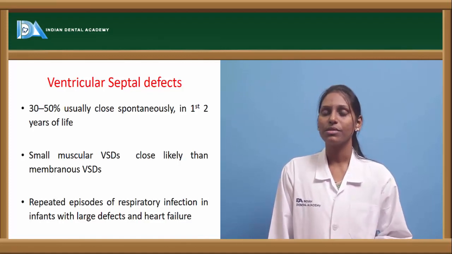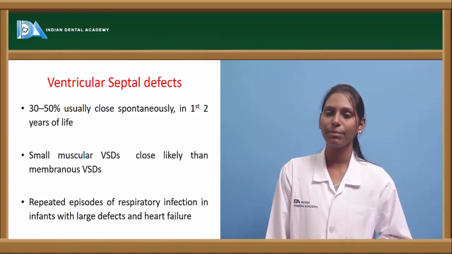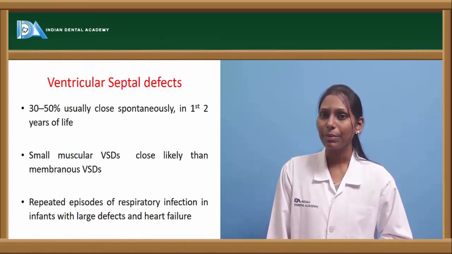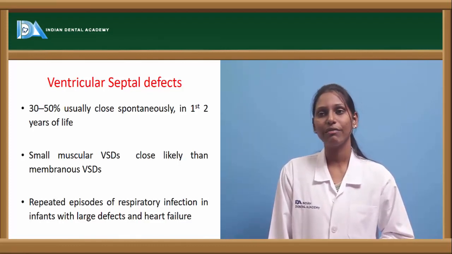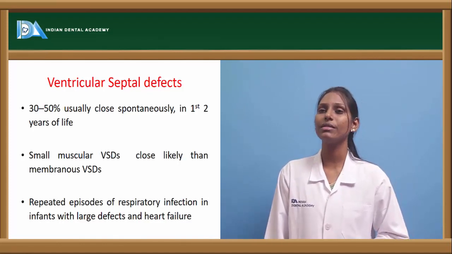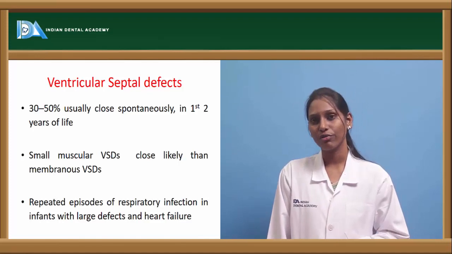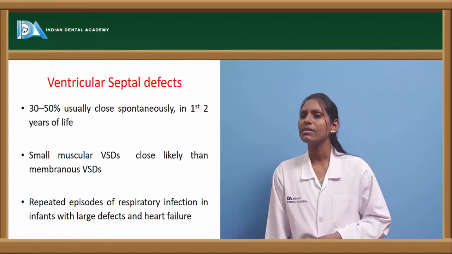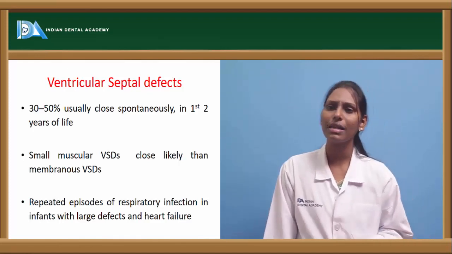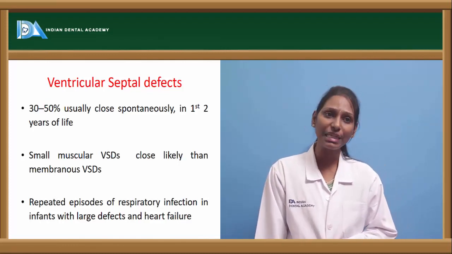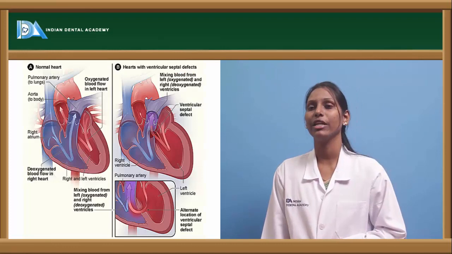It also has the same pathological manifestations. Again, the etiology is the same, where there is incomplete separation between the ventricles. It is seen in 30 to 50%. Usually they close spontaneously in the first 2 years of life. There will be small muscular VSDs, which close more likely than membranous VSDs. Repeated episodes of respiratory infection in infants with large defects and heart failure are seen.